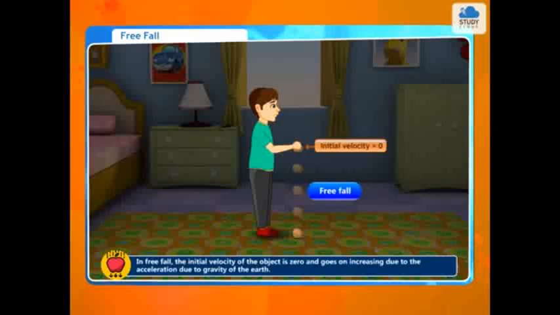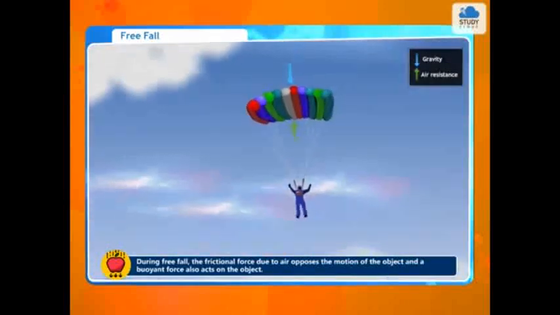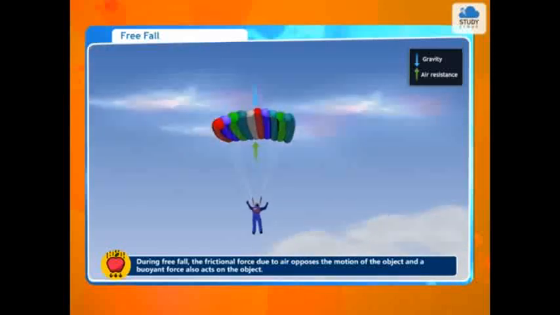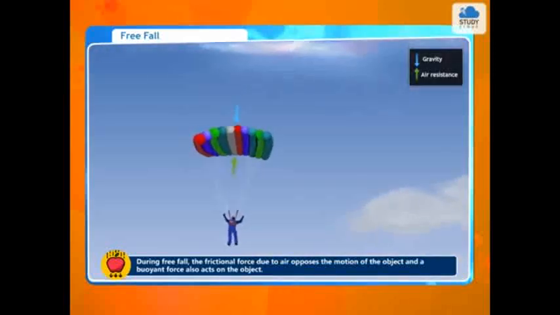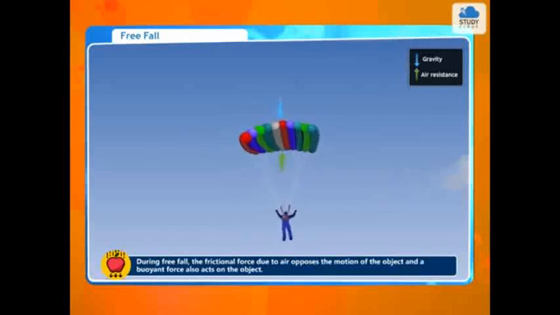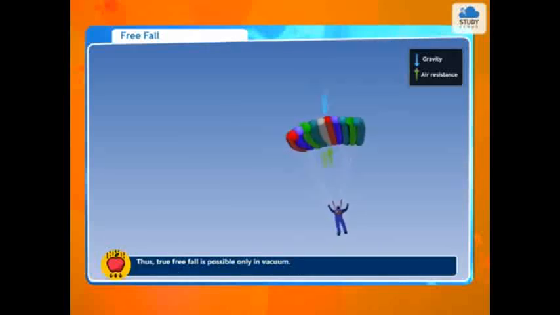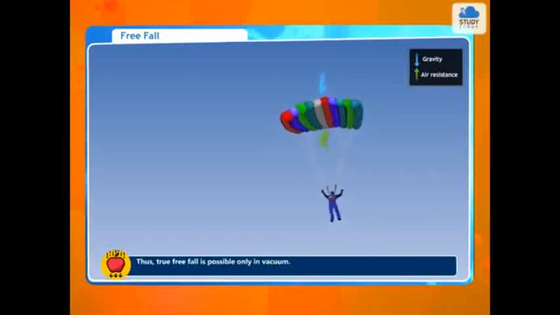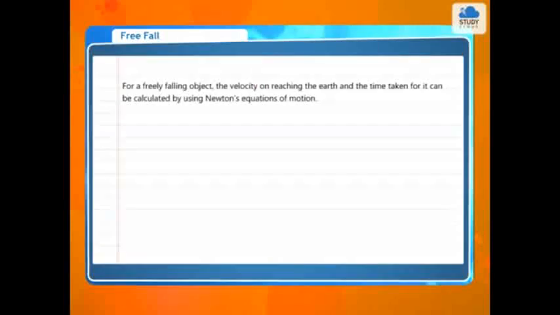In free fall, the initial velocity of the object is zero and goes on increasing due to the acceleration due to gravity of the earth. During free fall, the frictional force due to air opposes the motion of the object, and a buoyant force also acts on the object. Thus, true free fall is possible only in vacuum. For a freely falling object, the velocity on reaching the earth and the time taken for it can be calculated by using Newton's equations of motion.